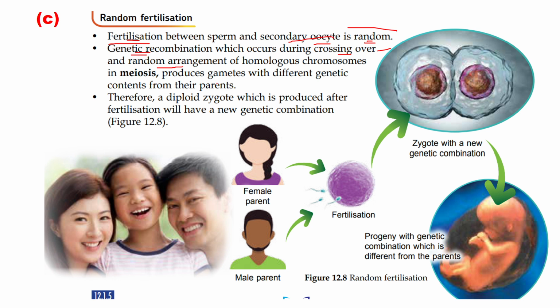We already see that it is producing gametes with different genetic content from the parent. Okay, some more with a random fertilization. Therefore, our outcome is that a diploid zygote will be produced, and this diploid zygote is going to have a new genetic combination.